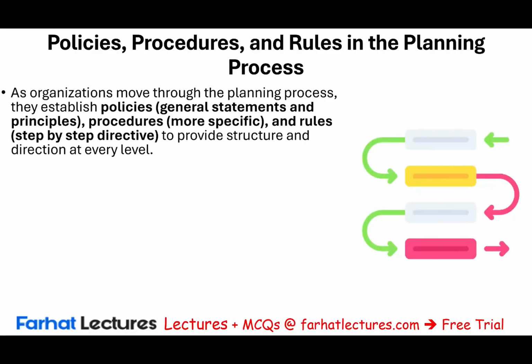So as the organization moves through the planning process, they establish policies, procedures, and rules. What are policies? Policies are general statements and principles. Procedures are more specific. They're like intermediate steps on how to do things, and rules are step-by-step directives. The reason we have those policies, procedures, and rules is that if we are planning, we want to tell people how to execute the plan, providing a structured way and direction at every level in the organization.